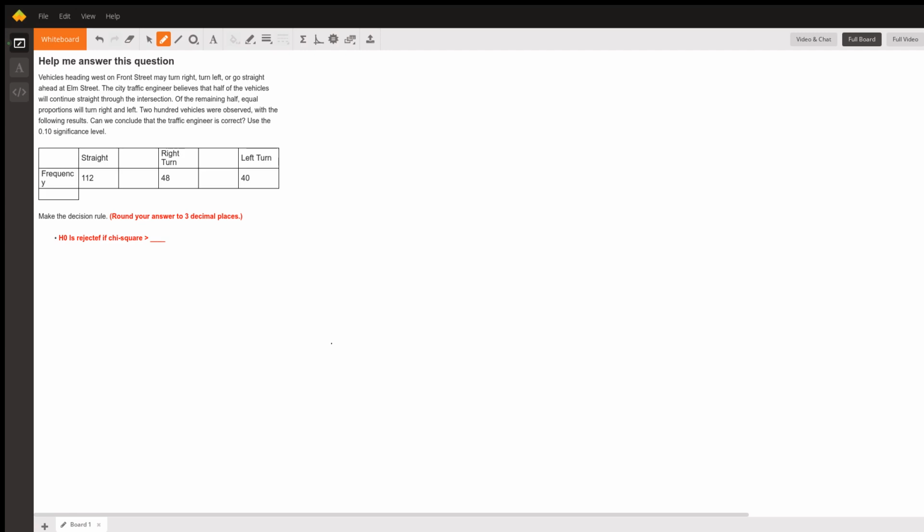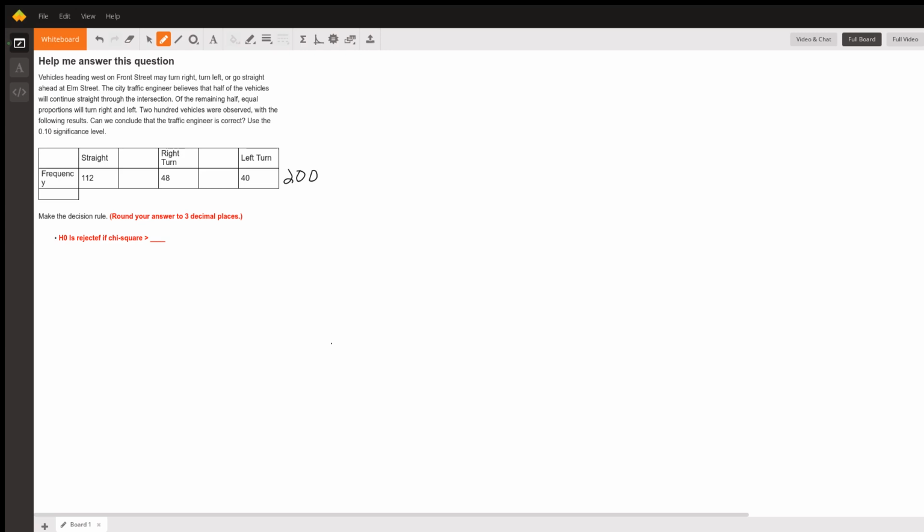So we had our total. First we need to know the total number of observations, and that's 200. If you add 112 plus 48 plus 40, that's going to give us 200. So our total is 200. We have our observed frequencies. We observed 112 going straight, 48 turning right, and 40 turning left.